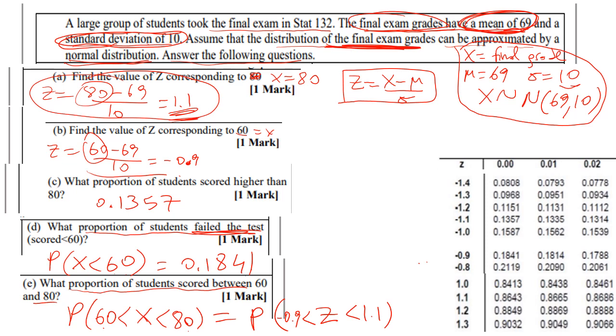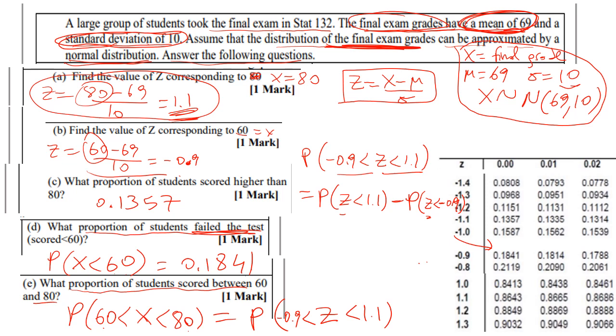Let's remember how to deal with an interval and such inequality. You have to write this one first: Z is less than 1.1, minus, and with this minus we change the direction, which gives Z less than negative 0.9. This is the rule: we have to write Z always less than a number so that we can use the table.